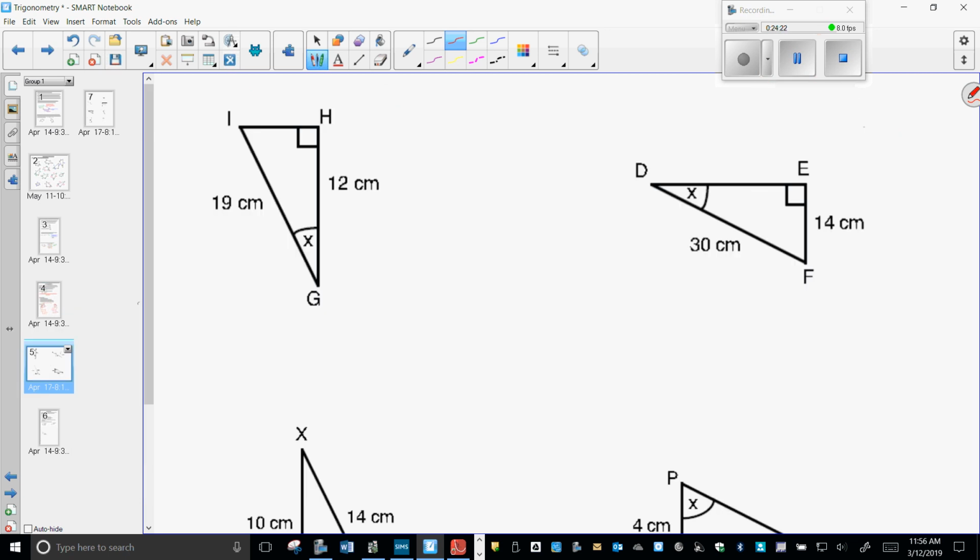So here's some examples. I'll leave you to have a go at them, and then we'll come back and make sure we've all got the right thing. So remember, label HOA, decide which length we haven't got, decide which ratio it's going to be, make your statement, and then find your angle. In these ones, obviously, it's not theta, it's x. So you'd be having sine x, cos x, or tan x.